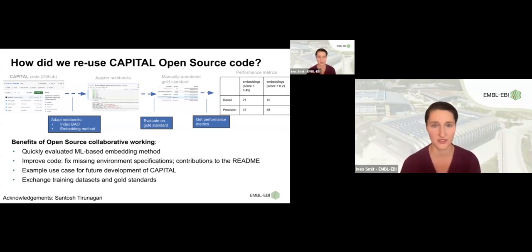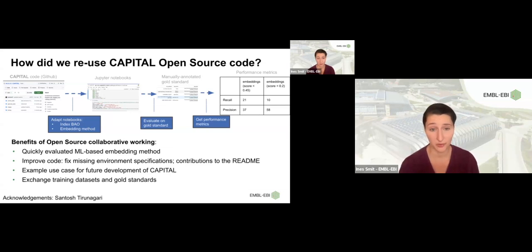We had a few modifications, but then we evaluated the method on a gold standard and were able to get some performance metrics for the linking. What was really useful was that Santosh had made his project open source from very early on. So we were able to quickly reuse this code and use this machine learning based method, because we would really like to move away from the dictionary based methods. That was really helpful for us.